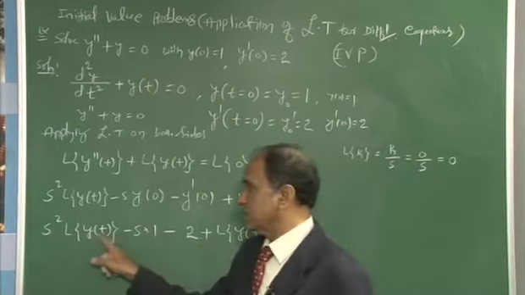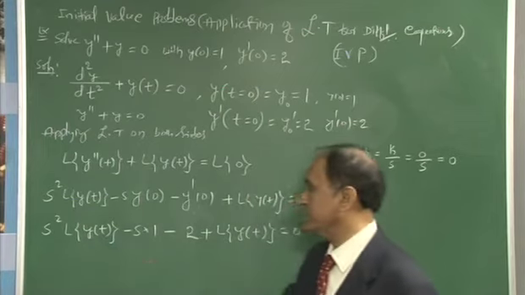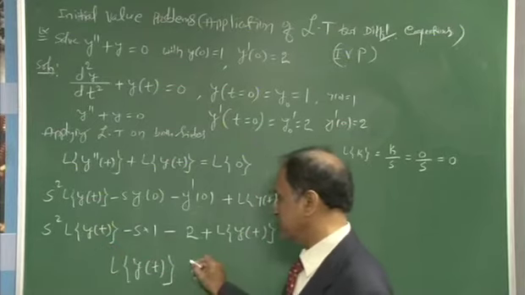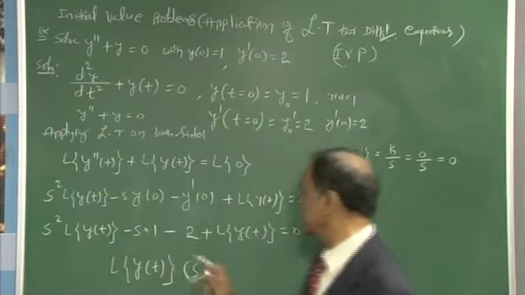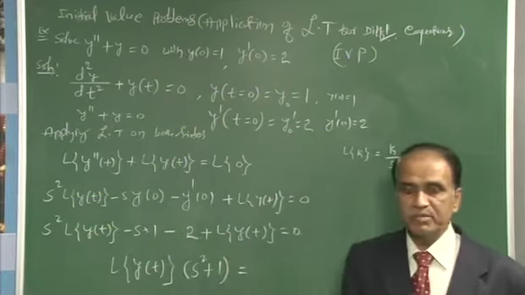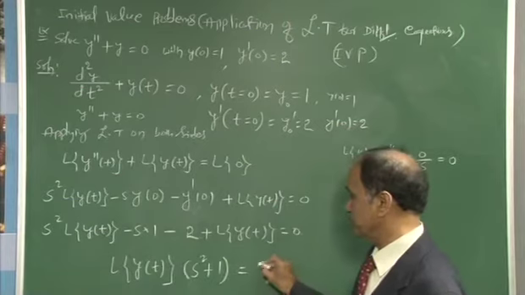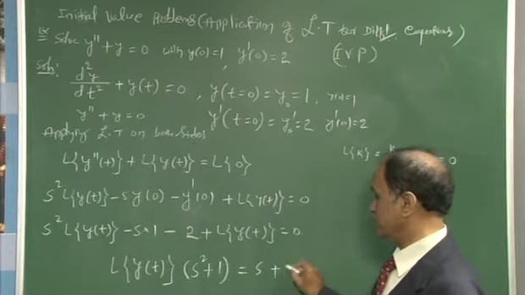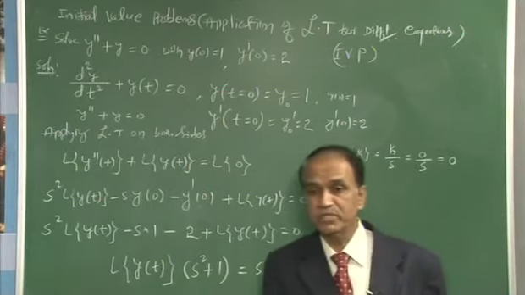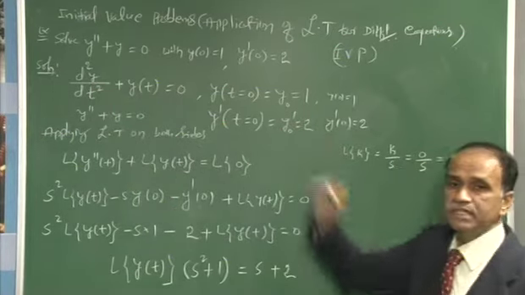Now the next step is rearrangement. s square L of y of t and L of y of t have a common coefficient. You can write L of y of t multiplied by s square plus 1, and the two terms not multiplied by L of y of t shift to the right side, that is equal to minus s becomes plus s, minus 2 becomes plus 2. Then what you have to do is solve the differential equation. What do you mean by solution? You have to write y in terms of t, making use of all these initial conditions.